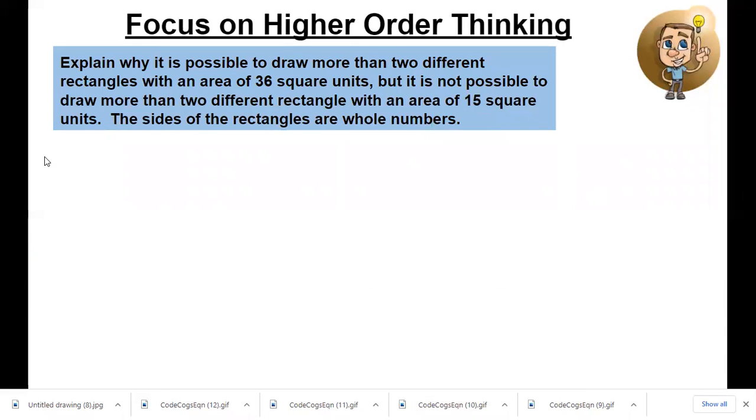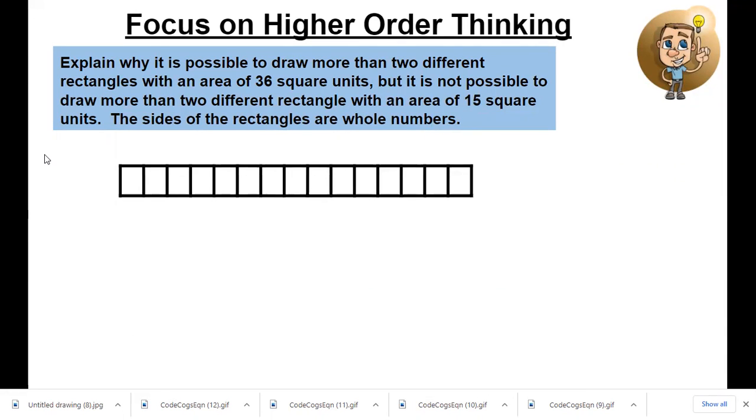Okay, let's take a look at the 15 square unit rectangle. There's one that's got 15 length and 1 width. Altogether, it's 15 square units. Is there any other numbers I can multiply together to give me 15? No, just 15 and 1.